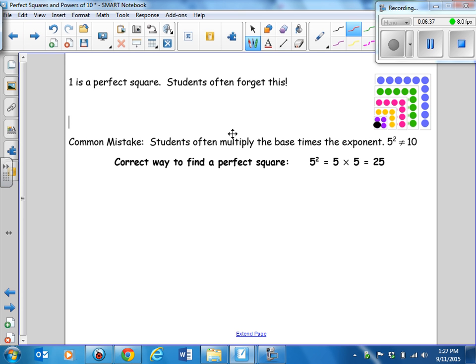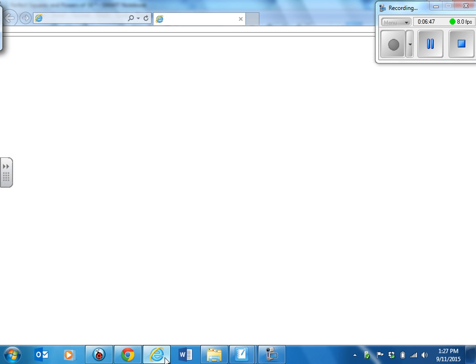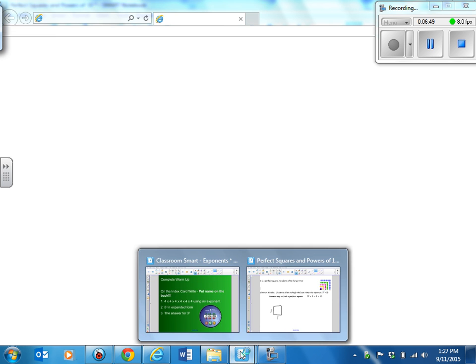So one thing I want to point out is 1 is a perfect square. You can have a 1 by 1 square, and students often forget that. So please make sure that you know that 1 is a perfect square.